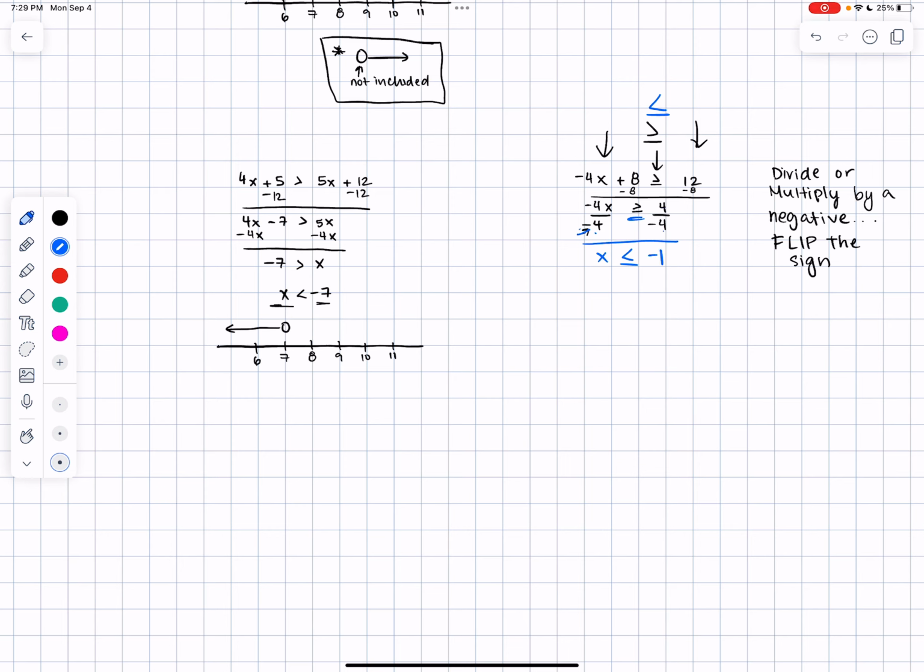So on a number line, when we write this, so 0, 1, negative 2, we know that the number is less than or equal to negative 1. So it's a full circle, a complete circle, and the arrow is going to go in that direction.